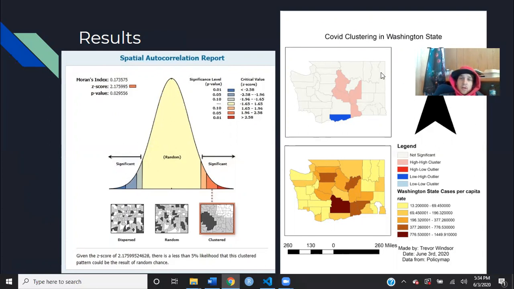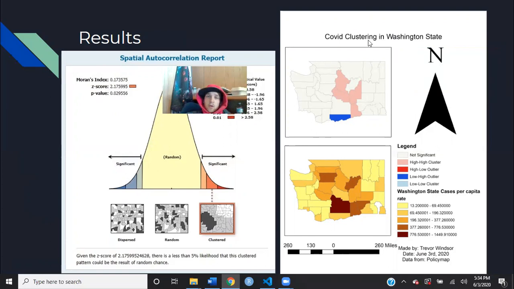Over here we see some work I did in ArcMap. This is the clustering on the county level for low clusters, non-significant, and then high clusters. So we see that there are clusters of these cases. Down here, we see the cases per capita per county in Washington State. This isn't the total number of cases, it's the total number of cases per 100,000.